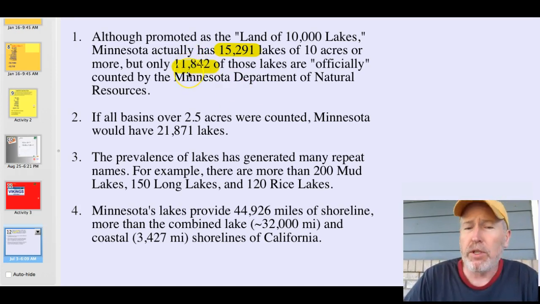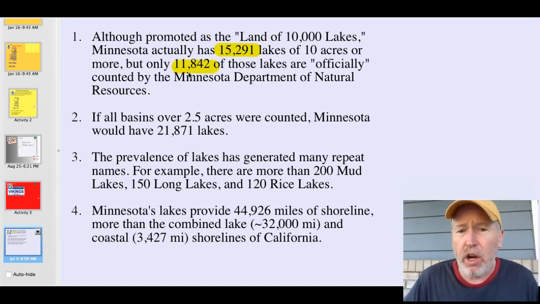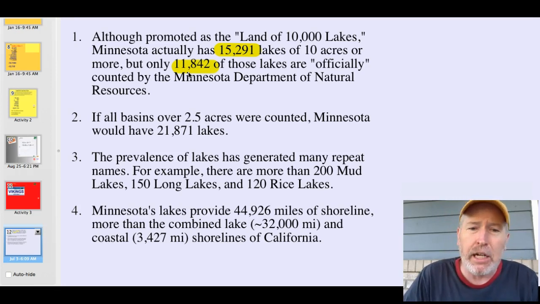So this is the number Mr. Zenz and Mr. Persons, your American Studies teachers, will probably say. So officially 11,842. However, if all the basins or all these little lakes that are 2.5 acres or greater were counted, we'd have 21,871 lakes. So there's so many lakes in Minnesota that a lot of them have repeated names. For instance, there are more than 200 mud lakes, more than 150 long lakes, and 120 rice lakes.